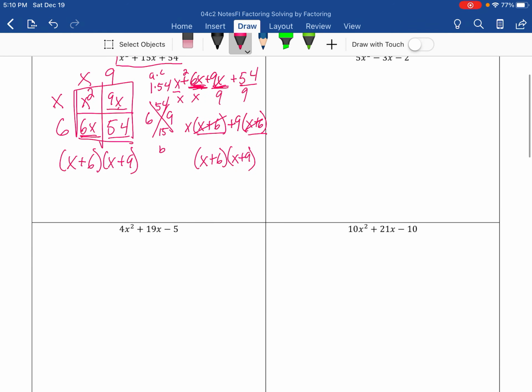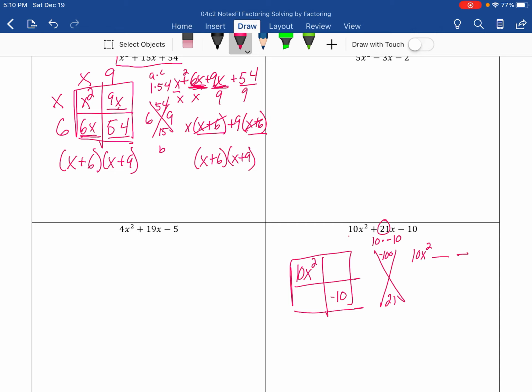So I'm going to just do, because this video is just for people that are fairly comfortable with this and just need a couple boosters, for the next one I'm trying to find my 4 terms. I always put my 10x squared here and my negative 10 here. What am I looking for? I'm looking for numbers that multiply to be 10 times negative 10, so that's going to be negative 100. And the 2 numbers have to add to be my b term, which is 21.